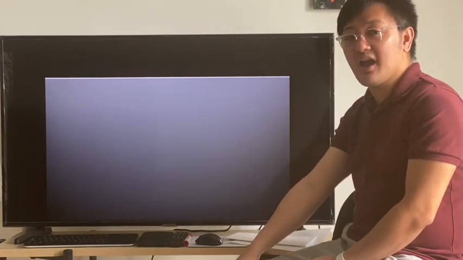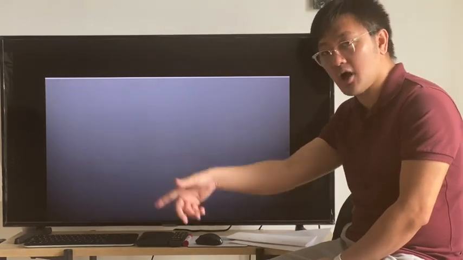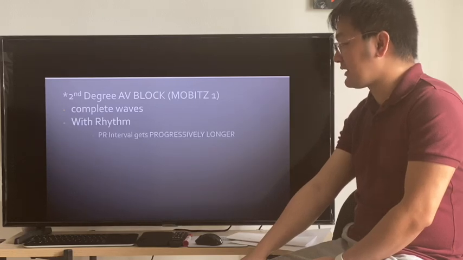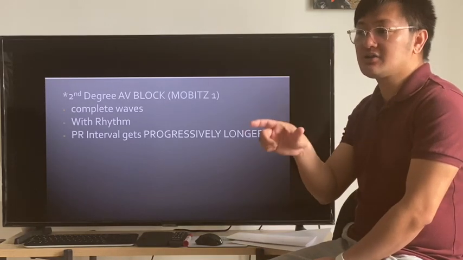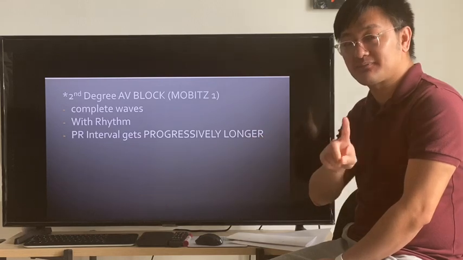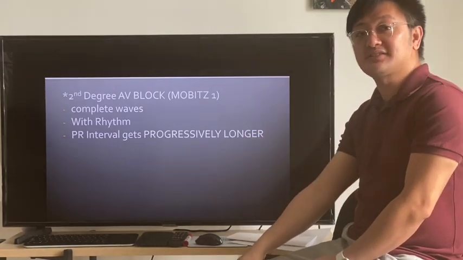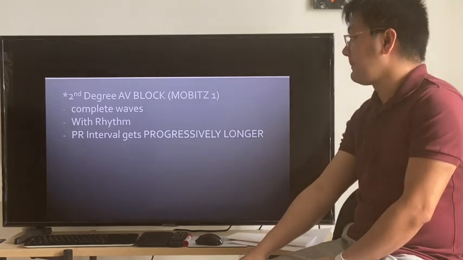For your second degree AV block Mobitz 1, I said the PR interval gets progressively longer. Okay? That's your second degree AV block Mobitz 1. So just remember, if the PR interval is consistently prolonged, that's first degree. If the PR interval gets progressively longer, that's your second degree AV block Mobitz 1.